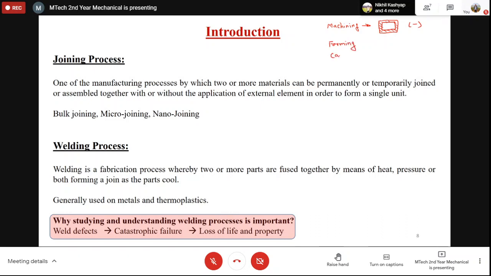Then we have forming processes and casting processes. In forming also, there is this material. We need to change the shape of the material, either at room temperature or by heating it, so that it has softness in the strength. So forming is there, casting is there. We melt the material and then give it some shape.